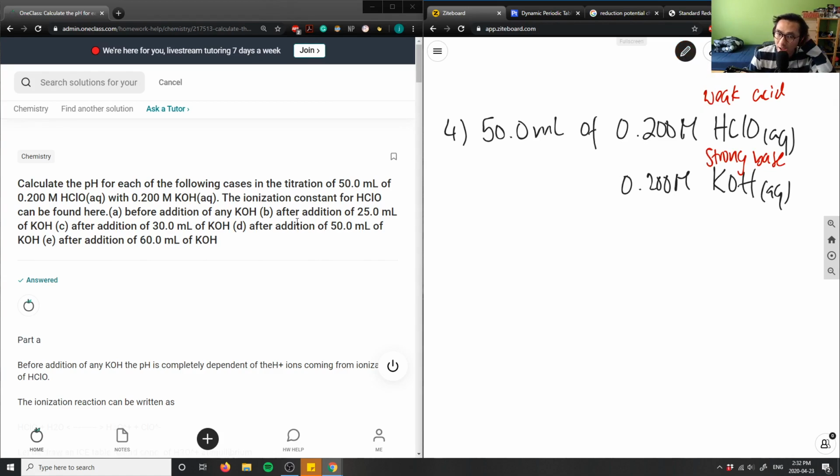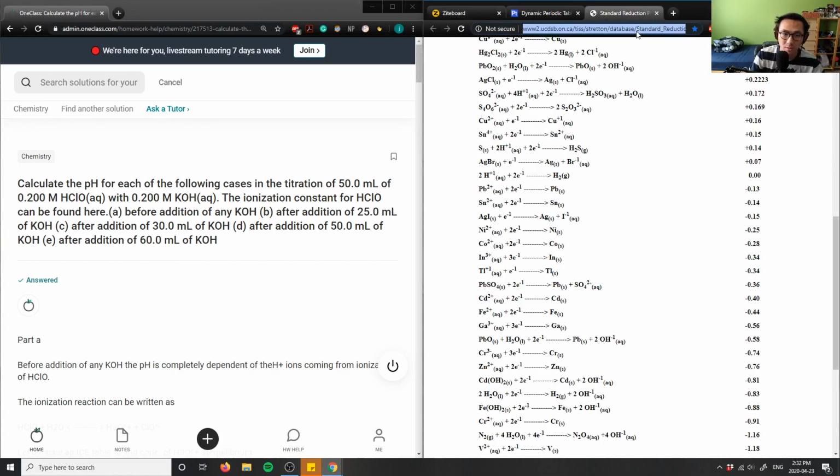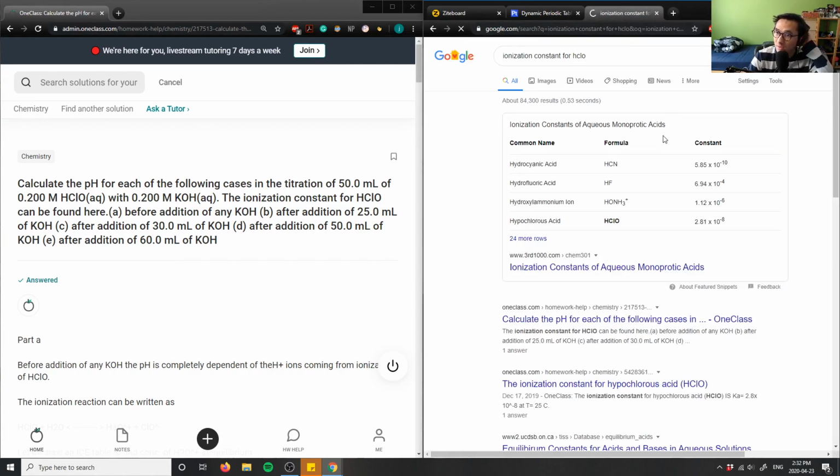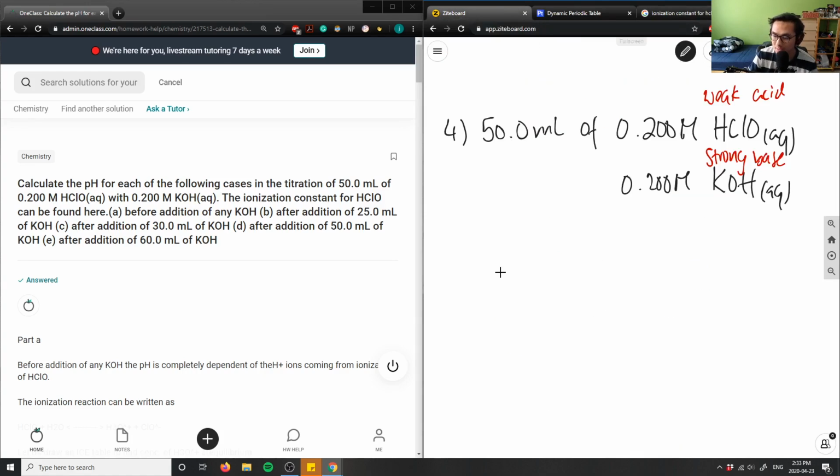And then it says the ionization constant can be found. I don't know where that is, so I have to find out where that is. So let me find that for you. This is asking, what is the ionization constant for HClO, because I need to know that. This is hypochlorous acid, sorry. It's 2.81 times 10 to the negative 8 here. This is the Ka, right? Yes, 2.81 times 10 to the negative 8.